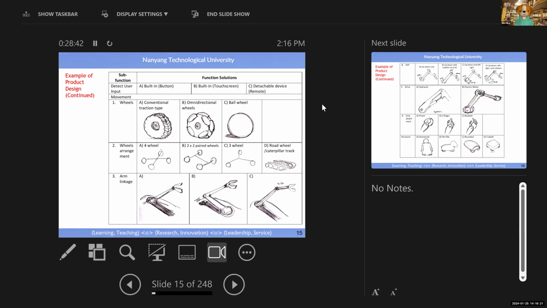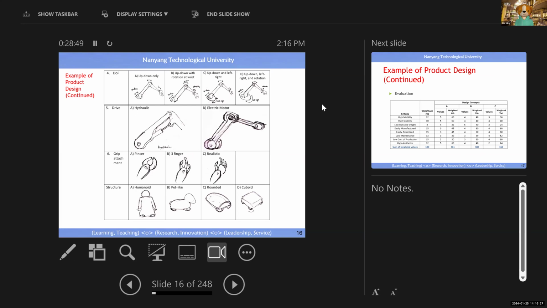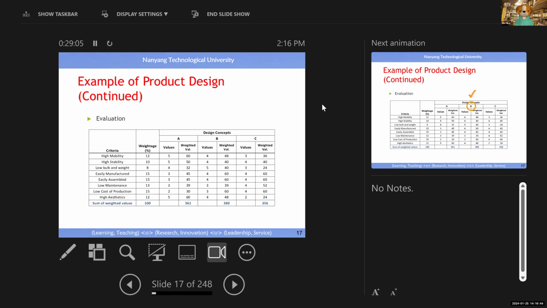Then you come out with this table. This we call a morphologic chart, right? Then this table will give you all kinds of combinations, even for the arm, how many limbs, right? For the hand, how many fingers, and the appearance, how this robot will look, etc. Right? So you have a lot of options for each functionality. Then among all these options of each functionality, you have a lot of different versions of combination.